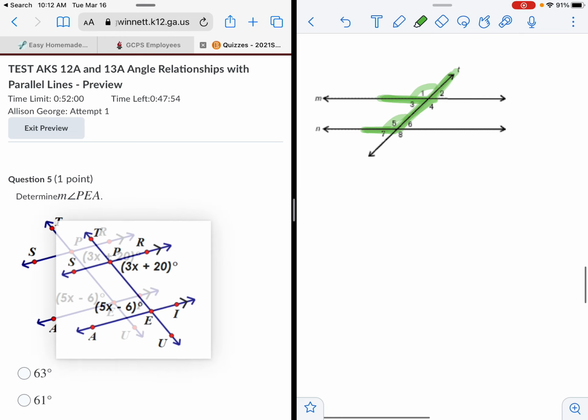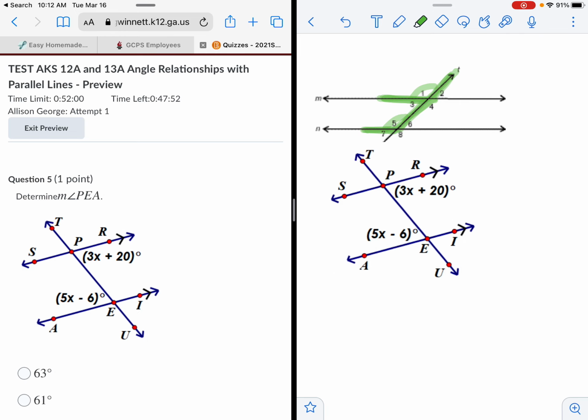All right, for the next one, I'm trying to solve for angle PEA. So be careful when you do these problems. PEA is this angle right here. So that's the one that I want to find. I'm given information about that angle, and I'm given information about this angle.